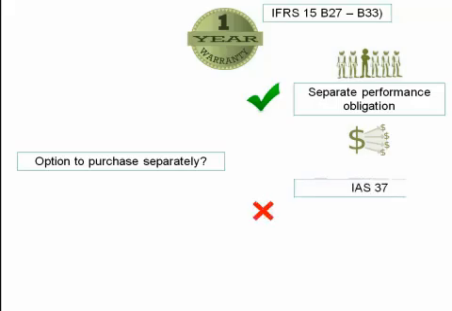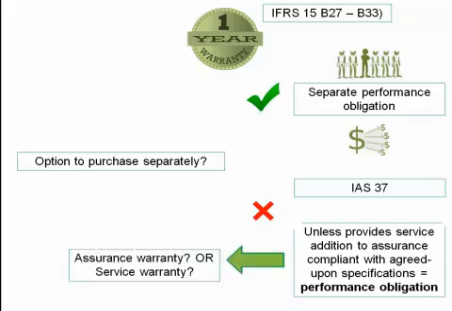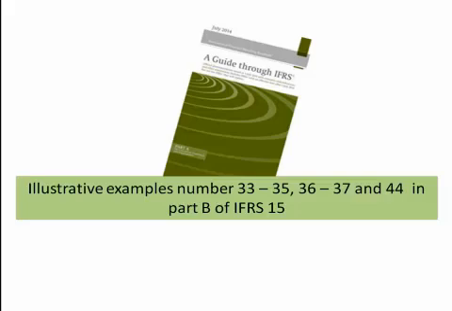If a customer does not have the option to purchase a warranty separately, an entity shall account for the warranty in accordance with IAS 37, provisions, contingent liabilities, and contingent assets, unless a promised warranty or a part of the promised warranty provides the customer with a service in addition to the assurance that the product complies with the agreed upon specification. IFRS 15 Appendix B, paragraph 31, provides guidance on assessing whether an additional service is provided. The illustrative examples 33 to 35, 36 to 37, and 44 in Part B of IFRS 15 provide additional examples on step 4 of the revenue model.